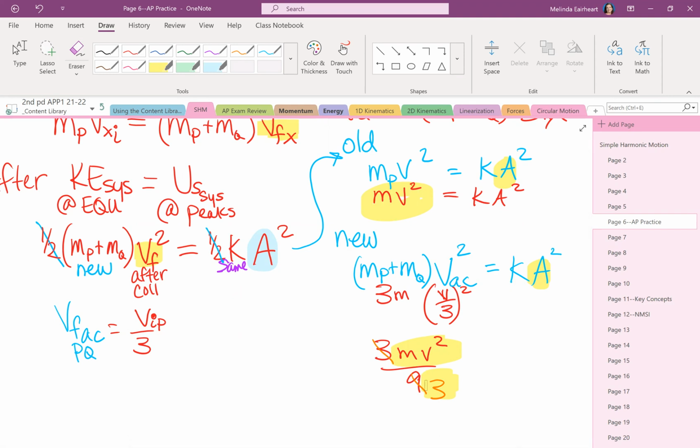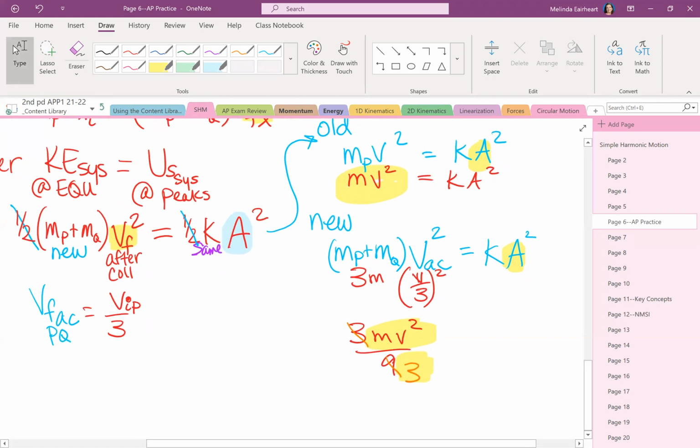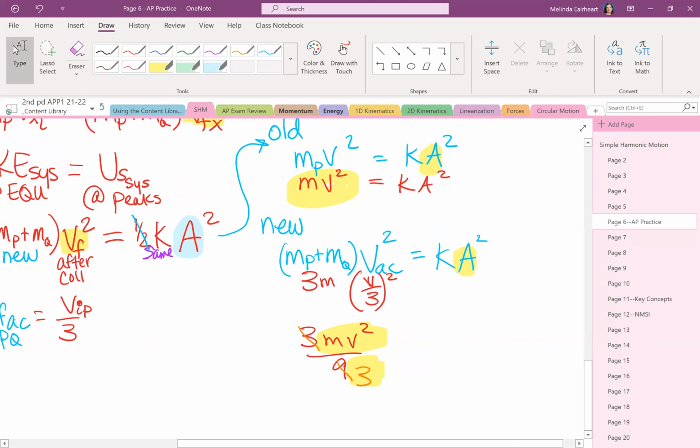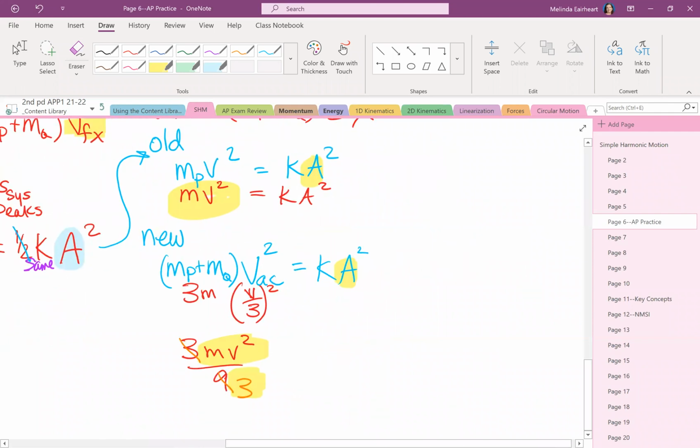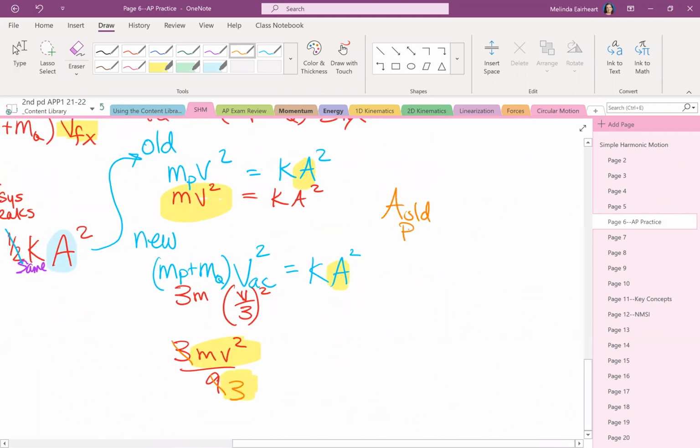So who's going to have a greater amplitude? Which one? Old. Okay, I thought you said both. So yes, old will have a greater amplitude. And so A old, or P, just P, is going to be greater than the new amplitude of PQ. Does this make sense? You have to go through momentum to figure that out. You've got to know something about that final velocity after the collision. Good deal? Now, I have not written a sentence.